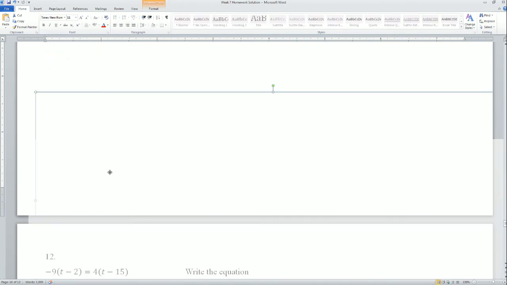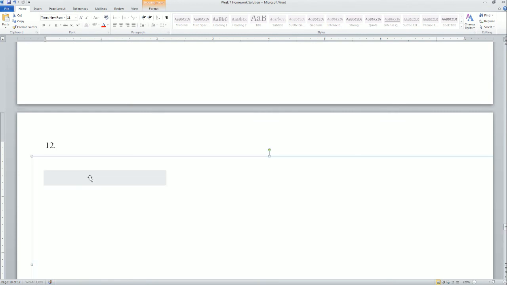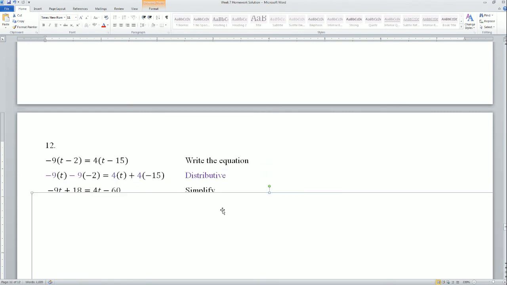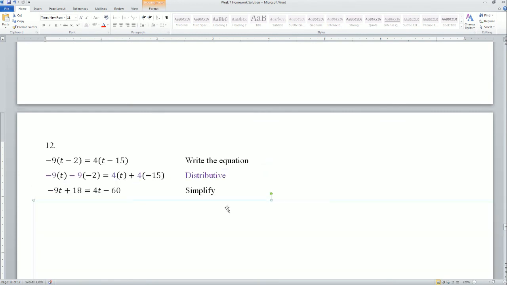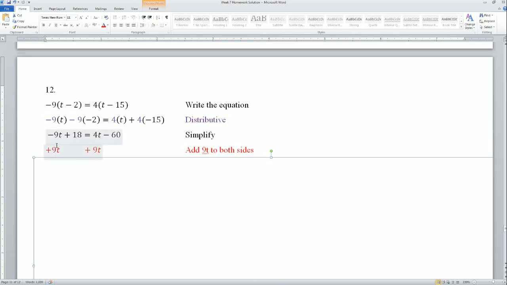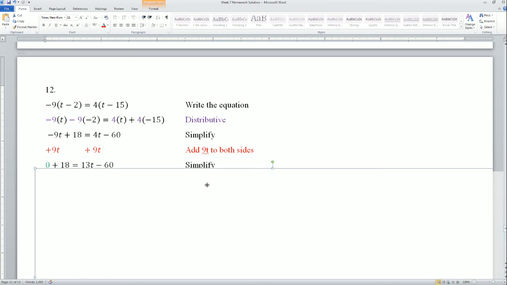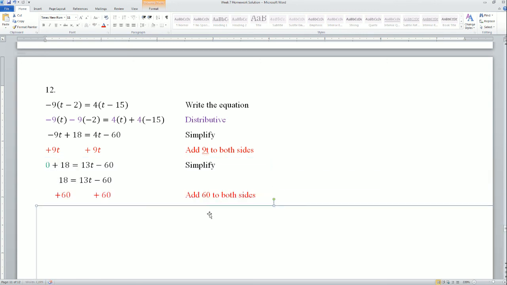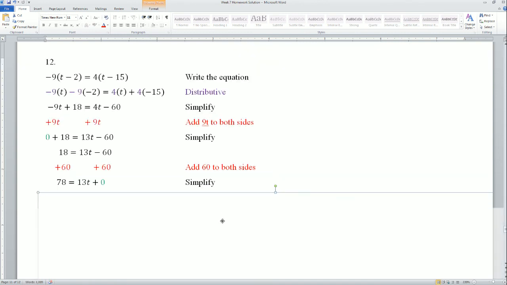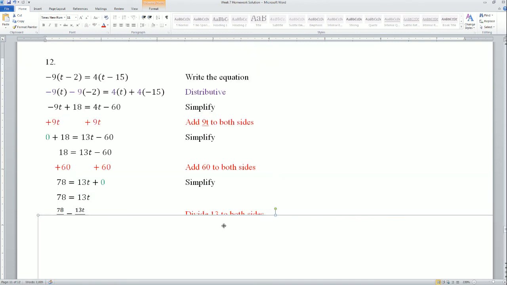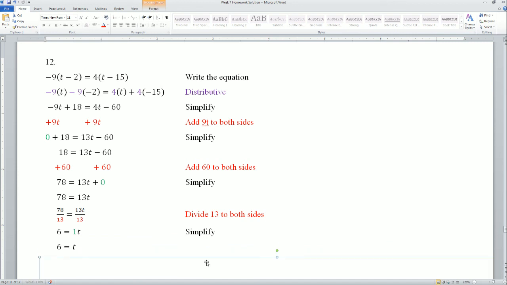Alright, let's see. We have 12 now. Again, here's the equation. You distribute, simplify, right? Work with the smallest variable. So in this case, I add 9t to both sides. Simplify, add 60 to both sides. Simplify, get that left. 13 is attached to t via multiplication, so you're going to divide by 13. Okay, and that's how it looks as your final answer.